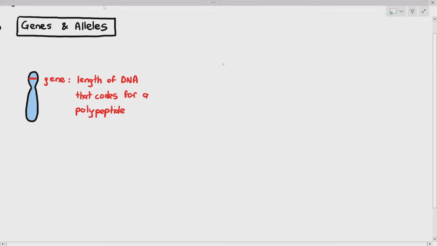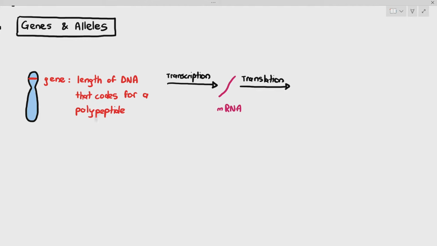So the gene, by definition, we've studied this in chapter 6 of AS. The gene is a length of DNA that codes for a polypeptide or a polypeptide chain. How does it code for the polypeptide? Again, a revision: the gene undergoes transcription to produce the mRNA. The mRNA undergoes translation where it produces a polypeptide or a protein.